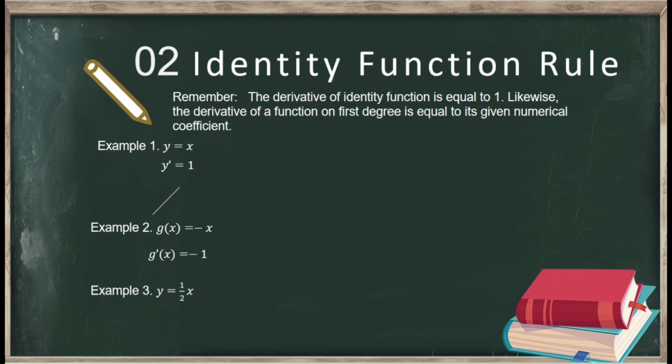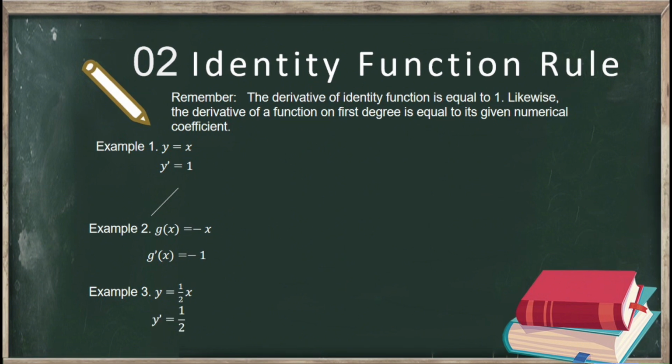Another example, we have y is equal to 1/2 x. So, ang coefficient lang atong tanawon. Again, this is only applicable for a first degree variable. So, the derivative of y is equal to 1/2 x is 1/2.